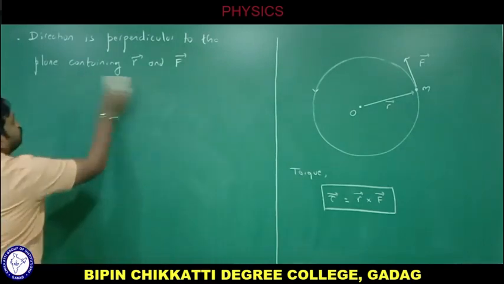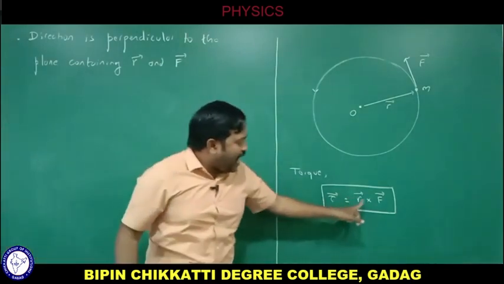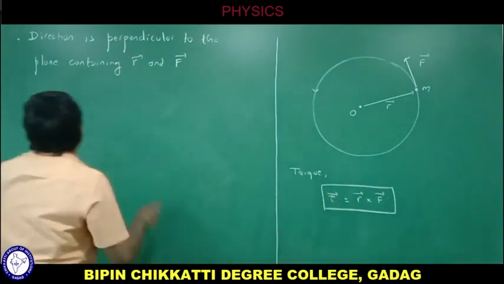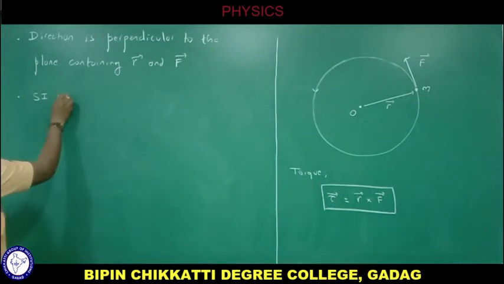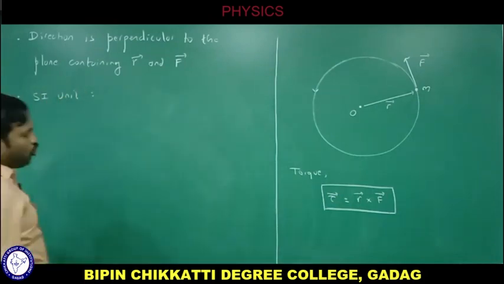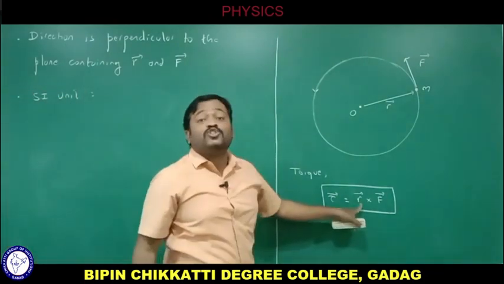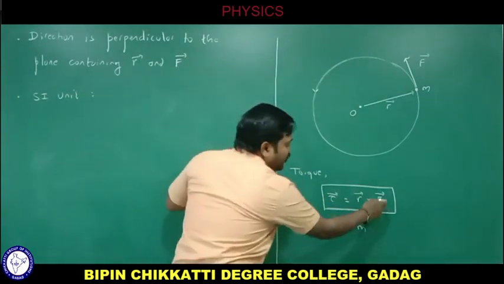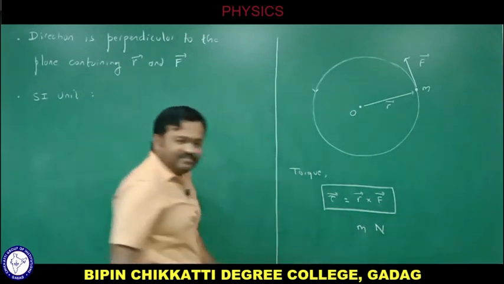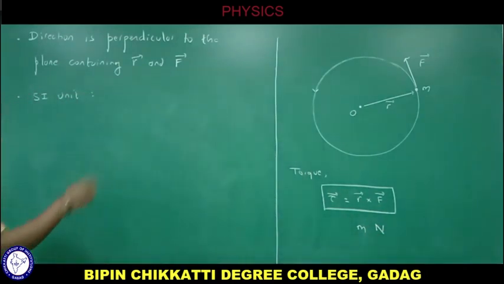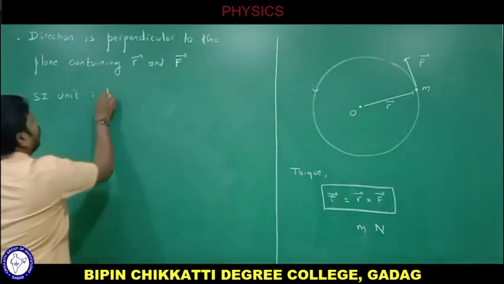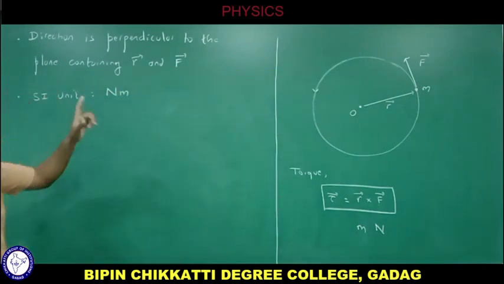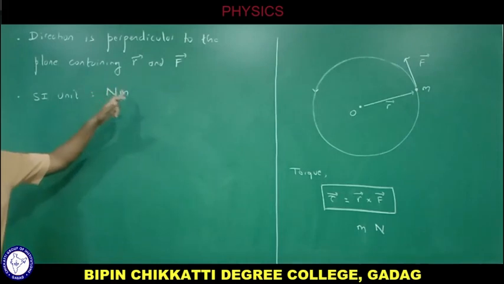So this was all about the torque. Do remember, the torque formula is R cross F. Now let us take its SI unit. What is the SI unit of position vector? Position vector means distance, so it is meter. What is the SI unit of force? It is Newton. So the SI unit of torque is meter into Newton, or Newton meter.